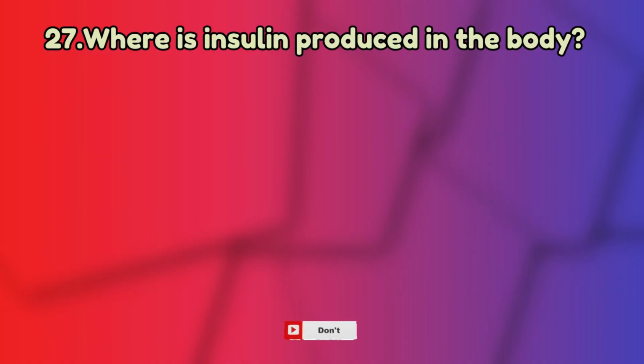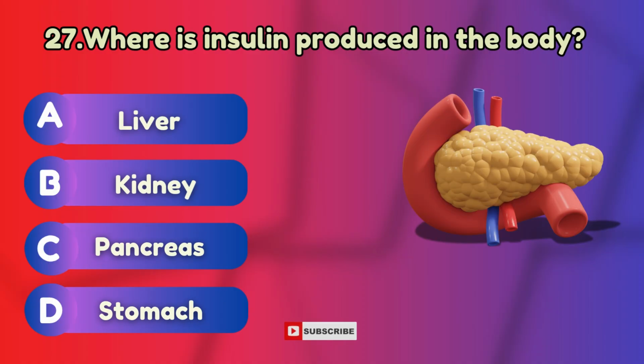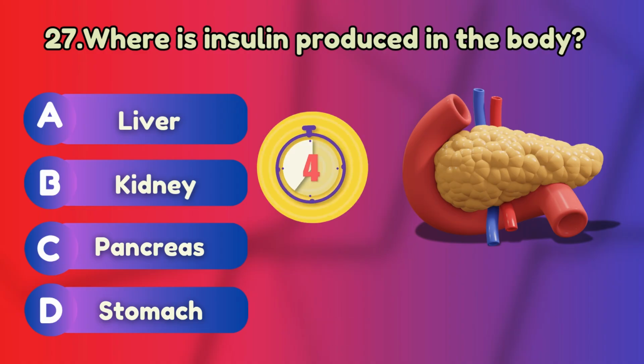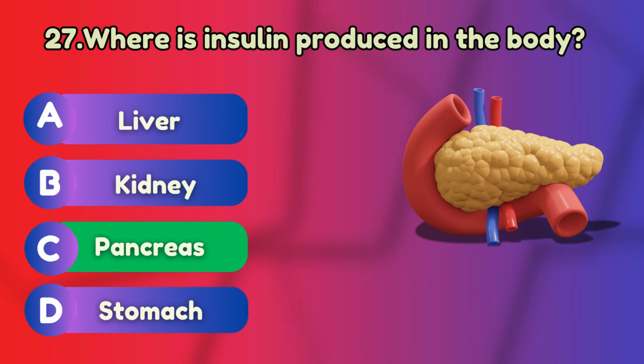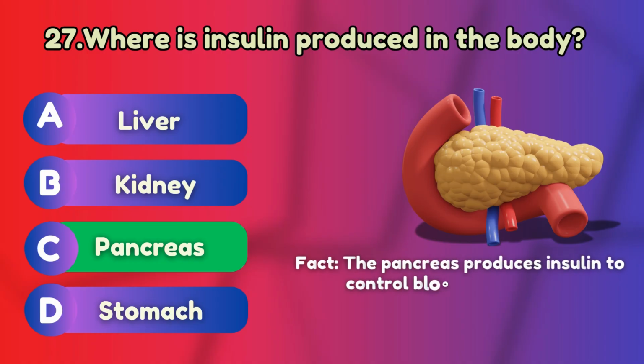27. Where is insulin produced in the body? A. Liver. B. Kidney. C. Pancreas. D. Stomach. Right answer, pancreas. Fact: the pancreas produces insulin to control blood sugar levels.